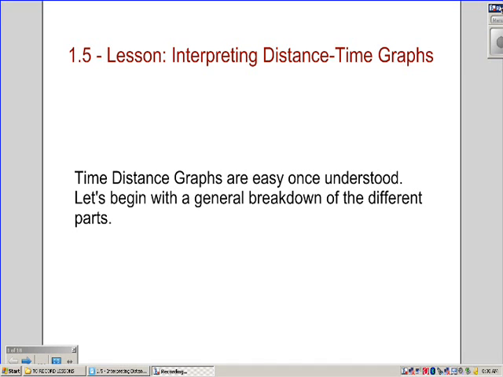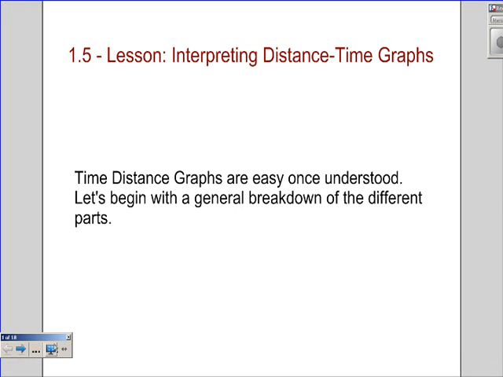Hello, and welcome to Lesson 1.5, Interpreting Distance Time Graphs. Distance time graphs are easy once they're understood, so let's begin with a general breakdown of the different parts. Really, when it comes to understanding time distance graphs, it's understanding the different pieces, the different parts, and what the context is telling you or the graph is telling you as you're progressing through the graphs.